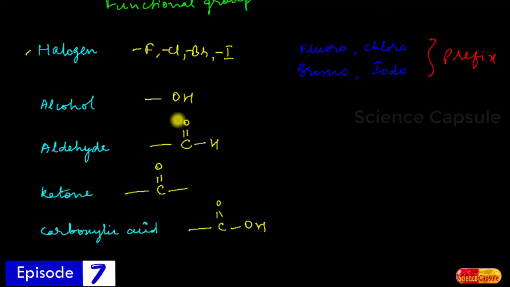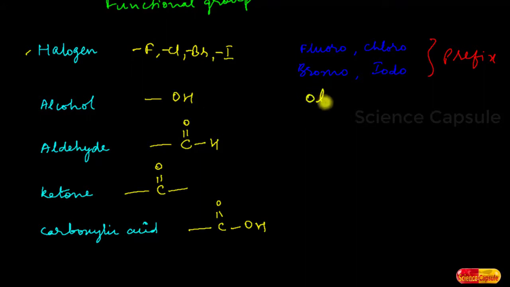Let us see the suffix. As far as alcohol is concerned, the suffix will be OL. For aldehyde the suffix will be AL. For ketone it would be ON, that is ONE. For carboxylic acid it would be oic acid. This you have to remember. It is already given in your textbook at page number 66.